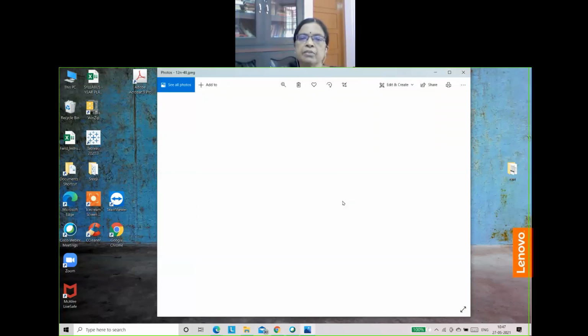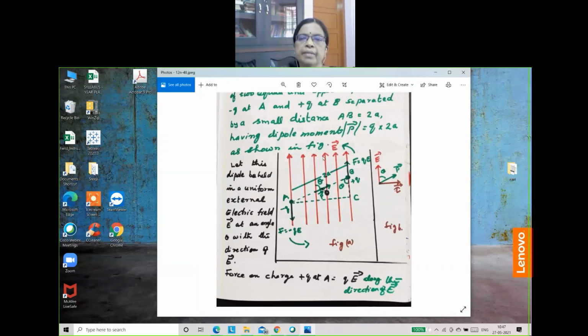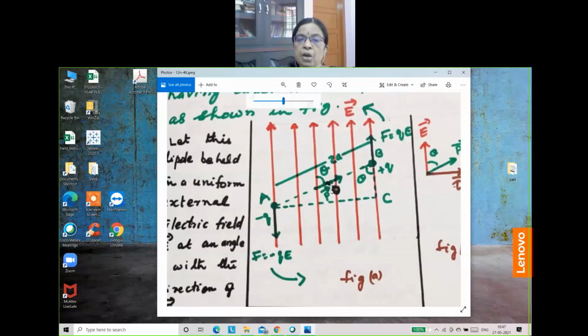So when a dipole is kept in a field, here I have drawn the field upwards, the red line is the electric field, and the dipole is minus Q, plus Q, the green colored one. The dipole moment direction is minus Q to plus Q, vector P. That's the figure. The dipole is making an angle theta with the direction of the field line.